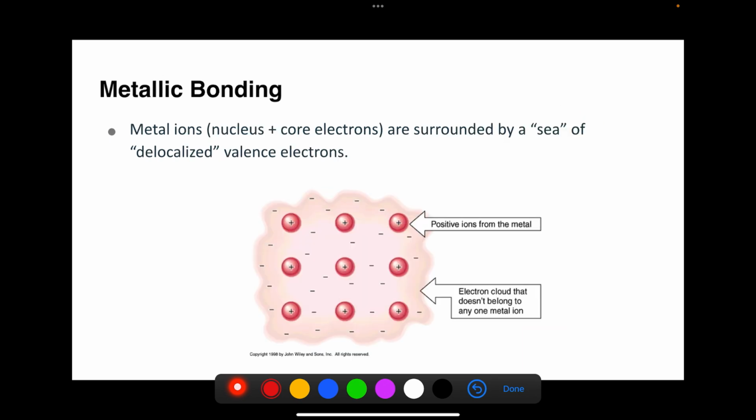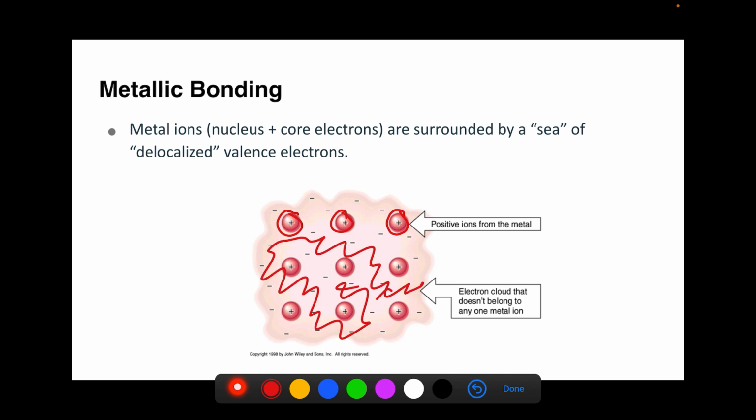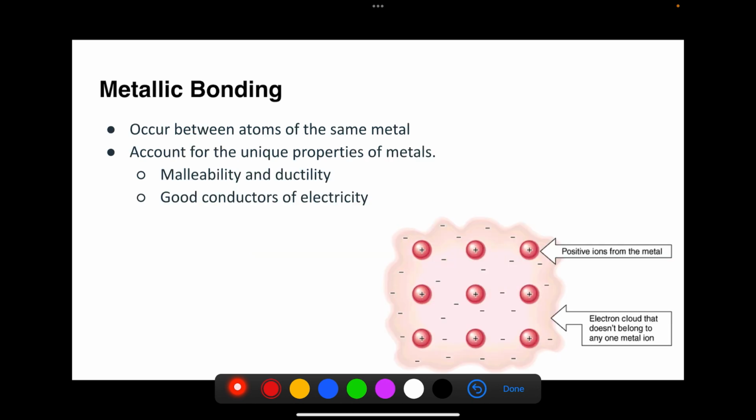So as you can see in the diagram, here are our metal cations. That's our nucleus and core electrons of the metal atoms. And then we have this sea of electrons that are kind of free floating. Delocalized means they're not trapped in one spot. They can kind of move throughout the substance. Metallic bonding occurs between atoms of the same metal, and it accounts for the unique properties of metals.